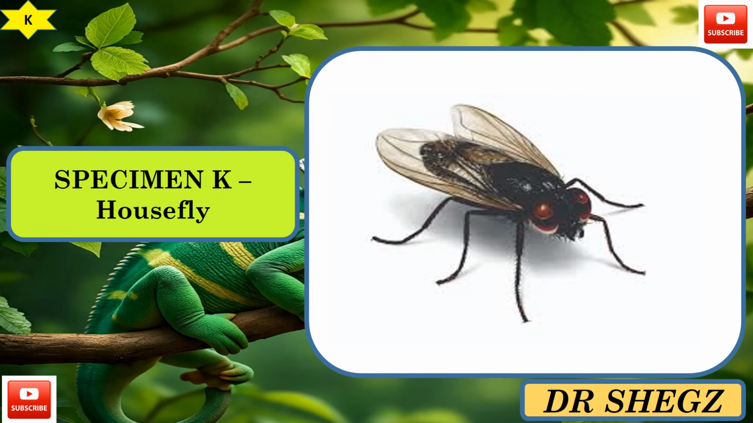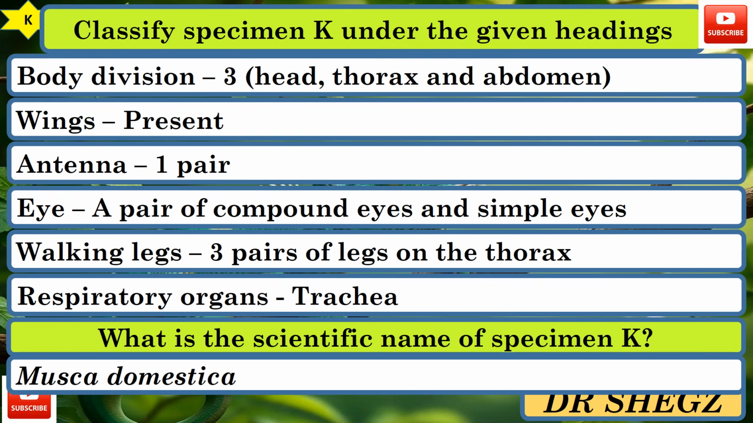Housefly, specimen K, the housefly. So classify specimen K under the given headings. Body division, it has 3 body divisions: head, thorax, and abdomen. It has wings, a pair of antennae, a pair of compound eyes, 3 pairs of legs, making 6 legs. It uses its trachea for gaseous exchange and the Malpighian tubules for excretion.